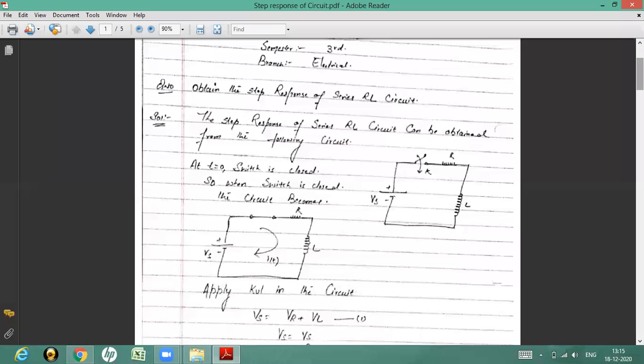See, this is the derivation part and it is frequently asked in your university examination: obtain the step response of series RL circuit, obtain the step response of series RC circuit. So this is the derivation part of the step response of series RL circuit. I am again repeating, anybody having any doubt related to that particular topic, that is how the step response of series RL circuit can be calculated? Is it clear? Yes, sir. Can I proceed to the next topic, that is step response of series RC circuit? Yes, sir. Okay, fine.